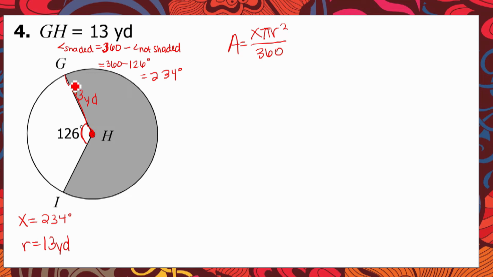So again, to figure that out, since it gives us the not shaded area, we're going to take 360 and subtract the area that's not shaded. Okay? So now that we've got what x is, we can plug in our numbers. X, like we just said, is 234 degrees. Pi is a number. R is 13 yards. And then we're going to square it, divide the whole thing by 360.